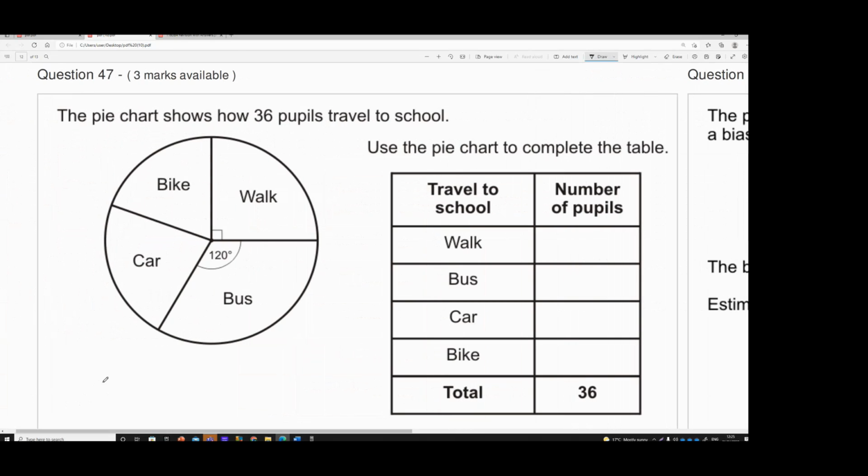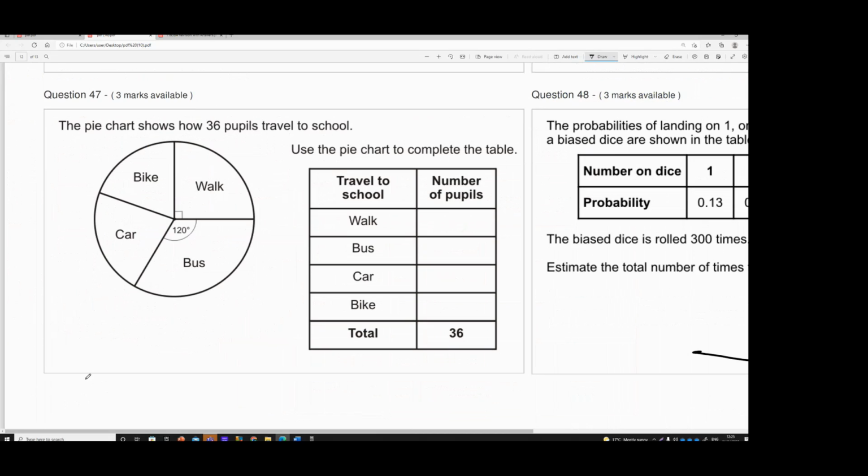This one's all right, actually. So the pie chart shows how 36 pupils travel to school. Use the pie chart to complete the table. Now, if I remember rightly, by the way, the angle for car is 80 degrees, and the angle for bike is 70 degrees. Yeah. So we can use that to work out the answers. So we have 36 pupils there in the full pie chart. So if I added up all the angles in the pie chart, what would I get? What do I always get?